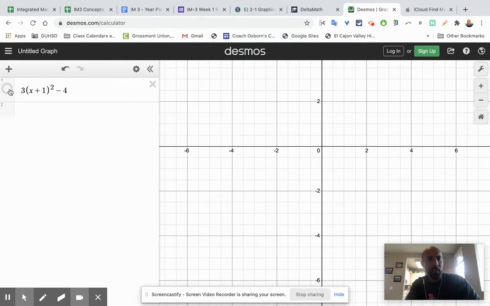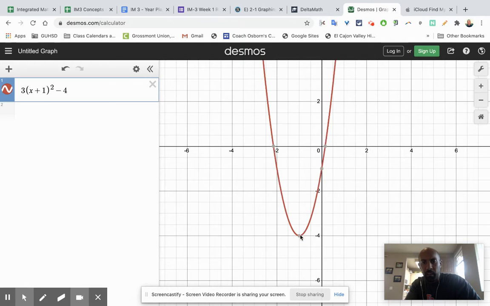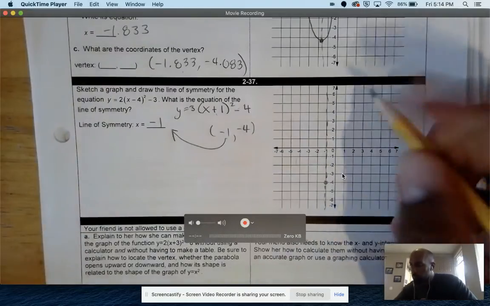I already typed it in here, and again, I'm looking for where it crosses. You can see it crosses there at 0, -1. There's an x-intercept, another x-intercept. So let's start with the y-intercept at 0, -1.